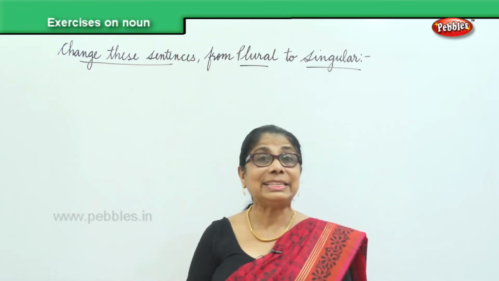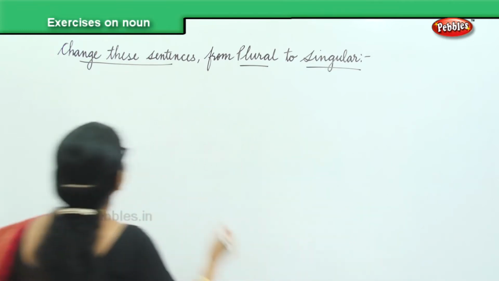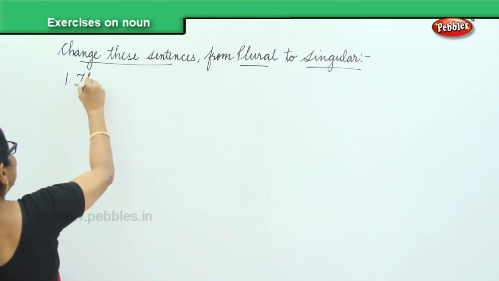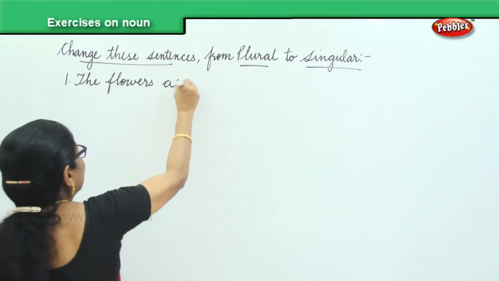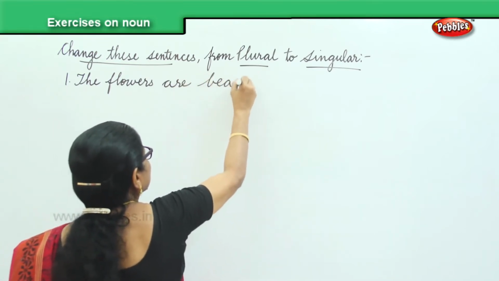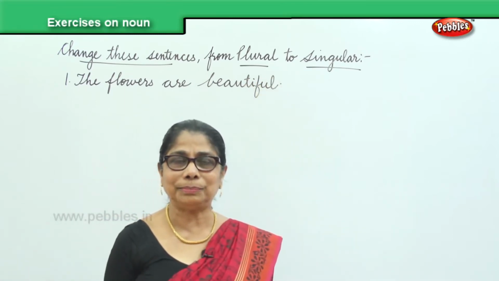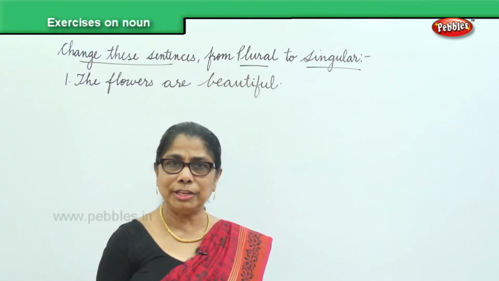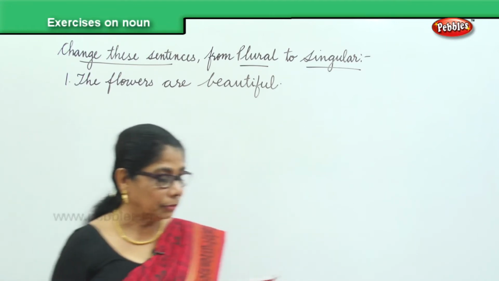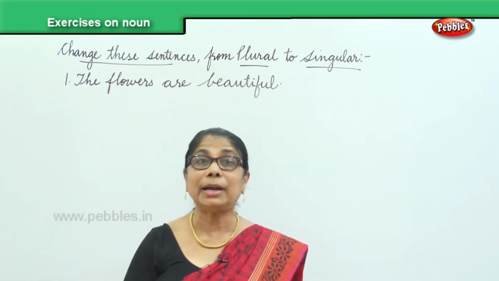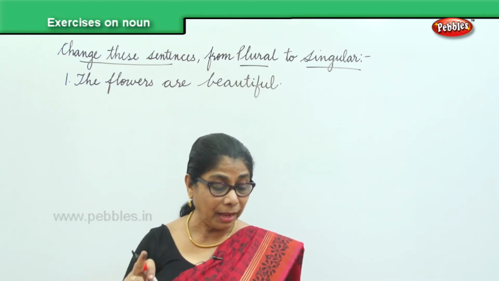Now, the first sentence I have here is, the flowers are beautiful. Look, the flowers are beautiful. And that's a plural form. And we're going to change it into singular. What will you say? Flowers become flower. So you will say the flower. R becomes S because it is singular. The verb has to be changed. So you will say the flower is beautiful.